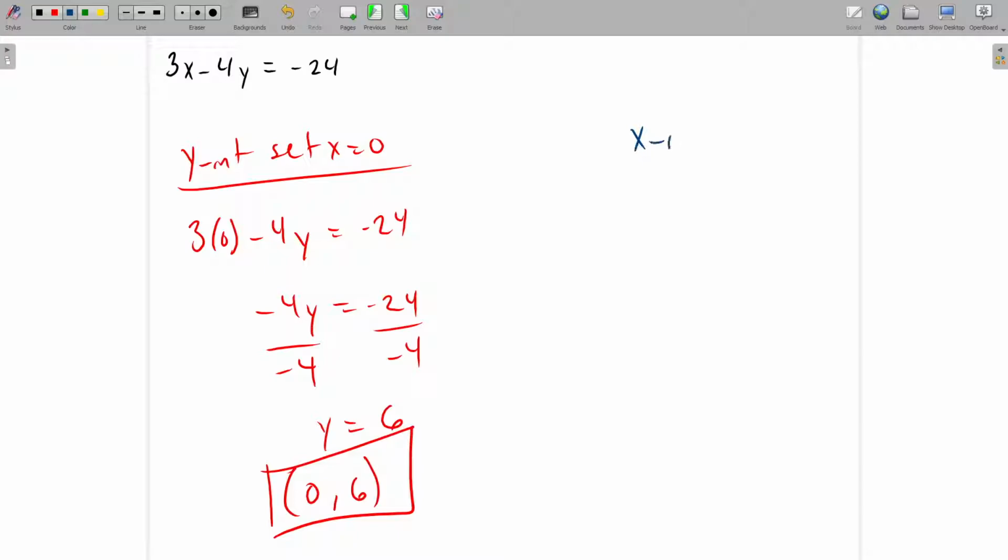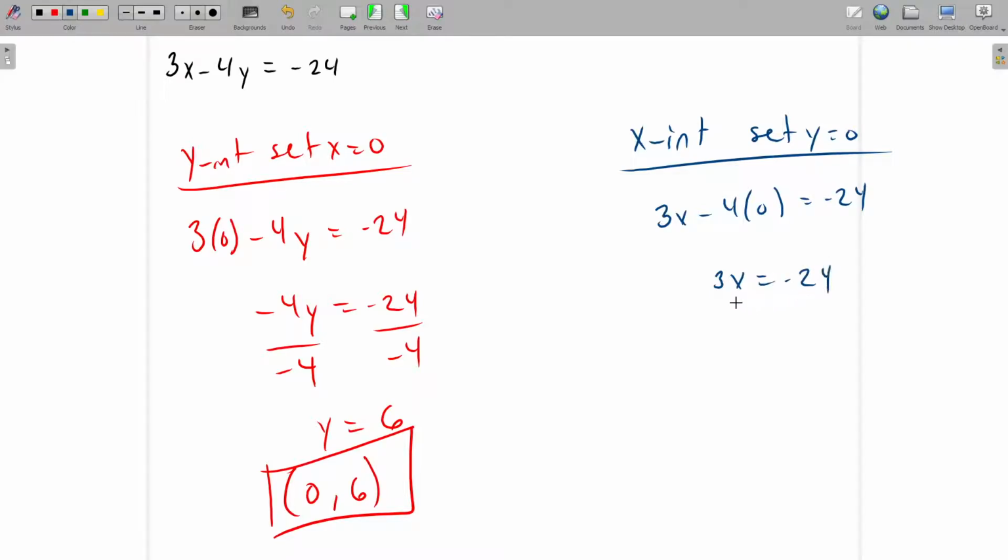And we want to do something similar for the x-intercept. We want to set y equal to 0. So 3x minus 4 times 0 is equal to negative 24. So the 4 times 0 cancels out, and we have 3x is equal to negative 24. Dividing both sides by the 3, the coefficient in front of x, we get x is equal to negative 8. This is a coordinate point. X is negative 8 when y is 0.